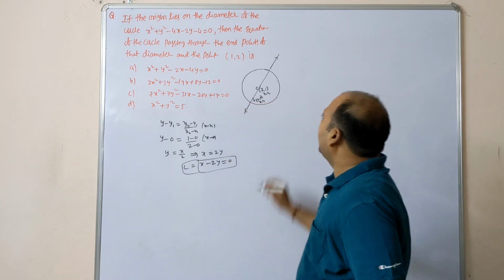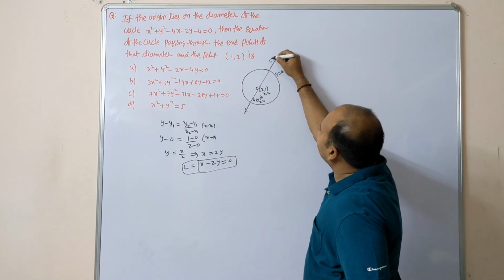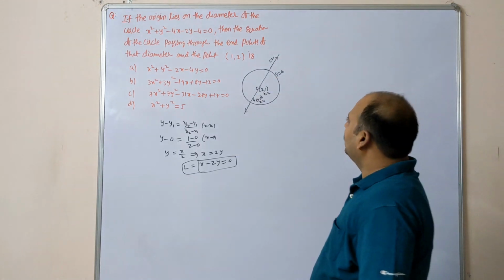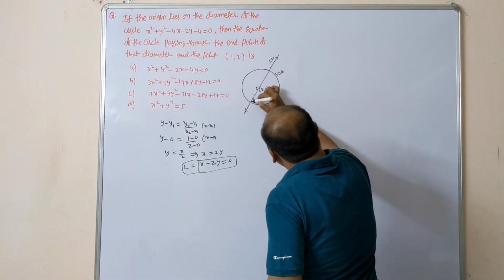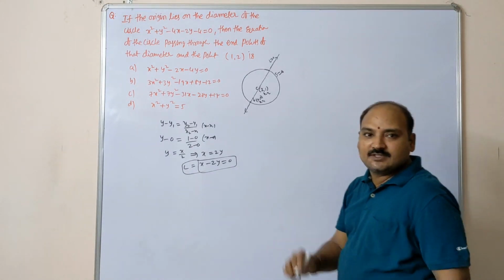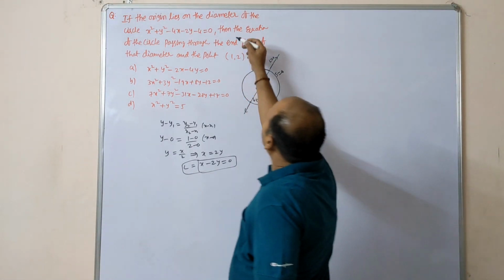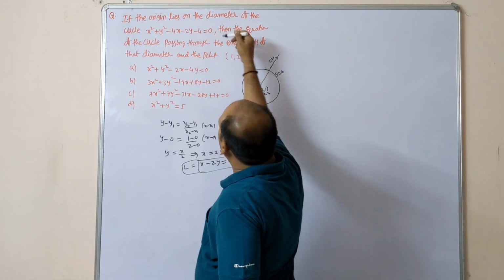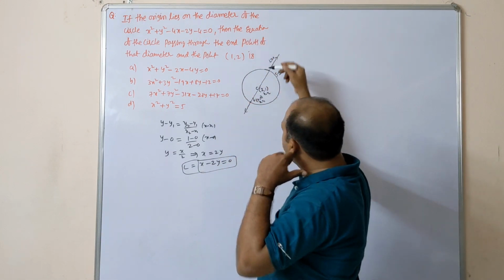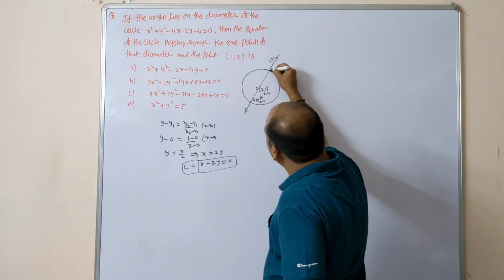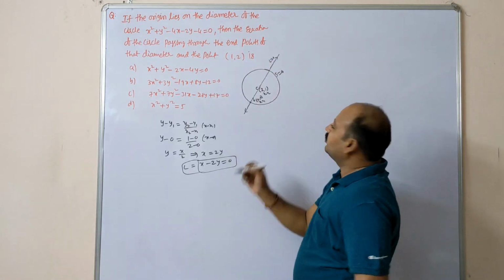And this is the circle equation. This is the line equation. Which are intersecting here only, no? Which are intersecting. Then the equation of the circle passing through the end points. Passing through the end points means these two, and also (1, 2).